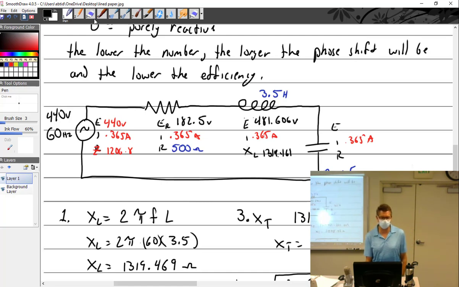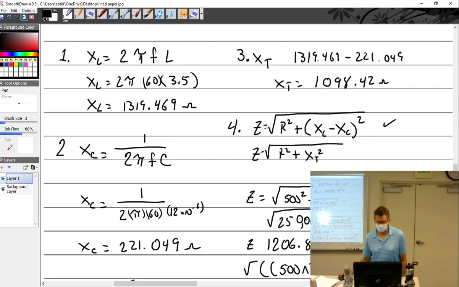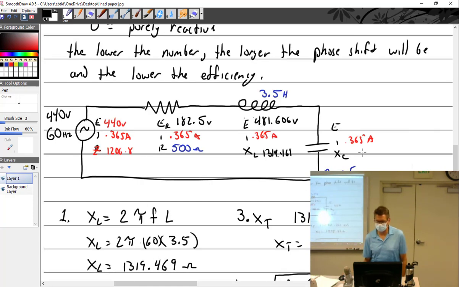Okay, where am I going to put my X of C right here? Is it the E, the I, or the R? So I'm holding it over there. All right, so X of C. And X of C was like two, I guess I can't really go by memory. 221.